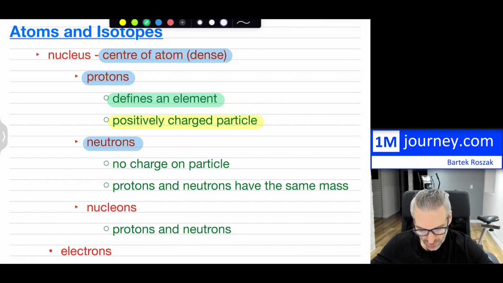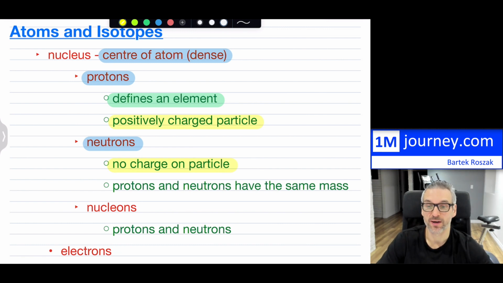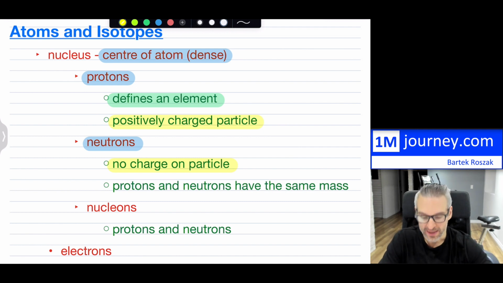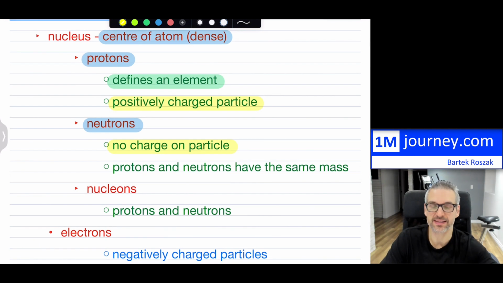Now, in terms of neutrons, neutrons in general do not have any charge on the particle itself. So protons are positively charged, but neutrons are neutral. There is no charge. And yet both of these are within the nucleus. So they're combined together and stuck in a dense center of the actual atom. Now, protons and neutrons have the same mass. So they have the exact same mass.